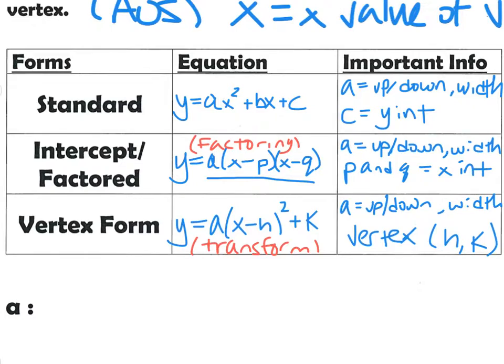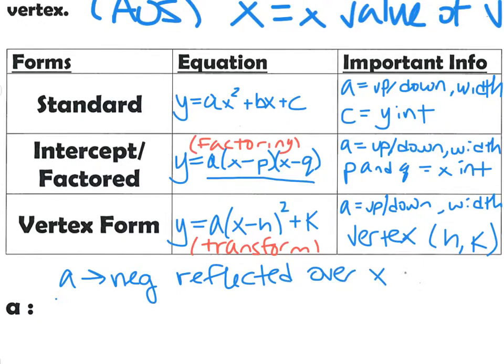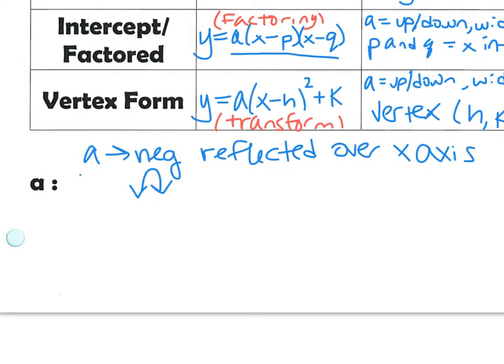So now I have this spot for A. So this A is the same as it was when we did transformation. So if A is negative, it means it's reflected over the x-axis. And for this unit, that means I just need to know it opens down. And then A also gives me my width. So if the absolute value is greater than 1, it's going to be skinnier. If it's between 0 and 1, it's going to be a wider parabola.